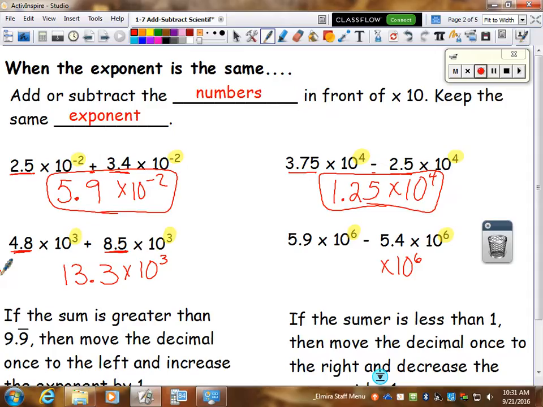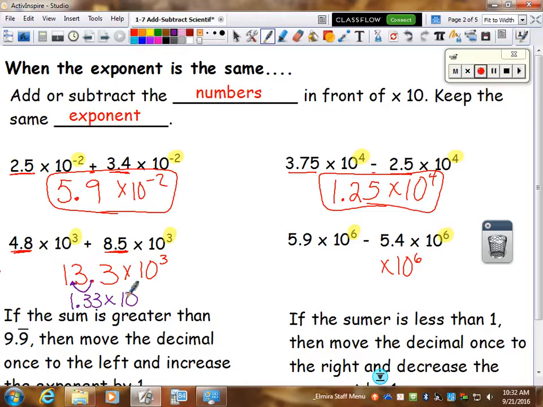However, scientific notation officially cannot have a double-digit number in front of the exponent, or in front of the decimal, excuse me. So this decimal can't stay here to be official, correct scientific notation. I'd have to move it to be a single-digit number, 1.33.